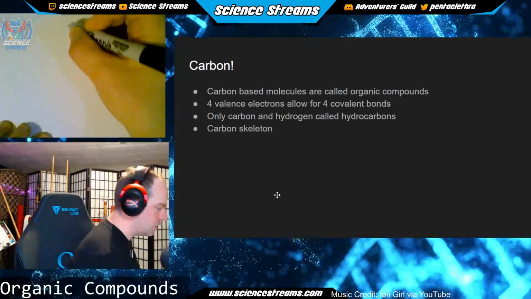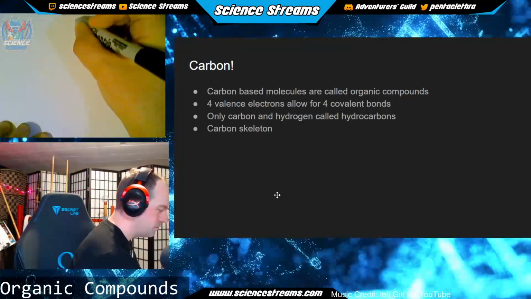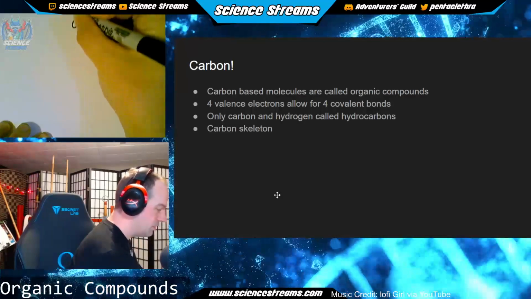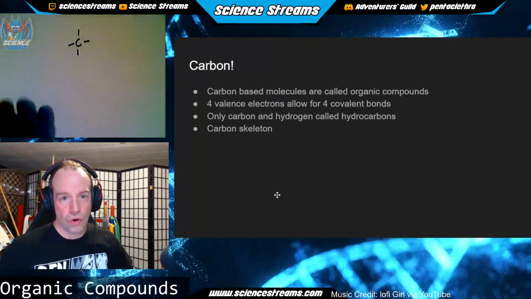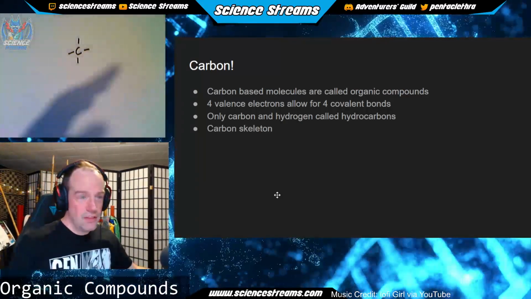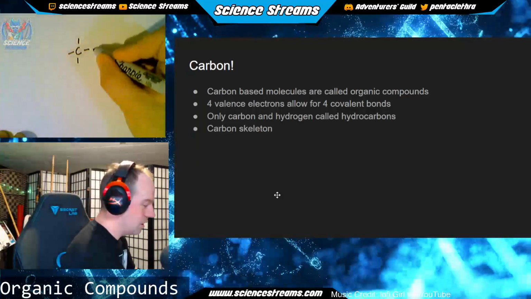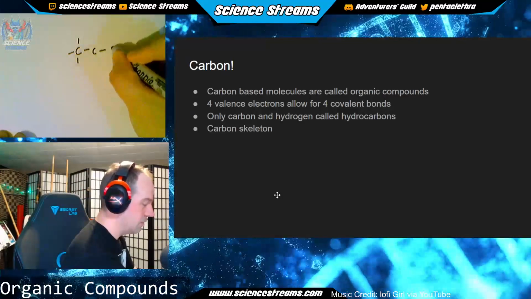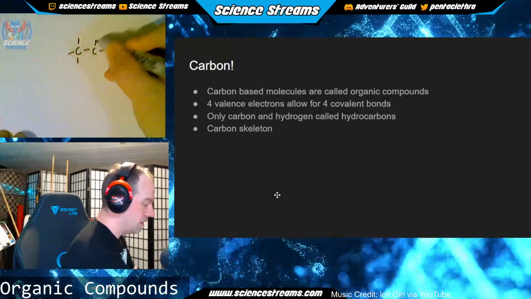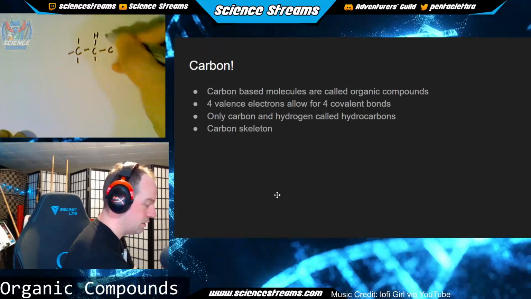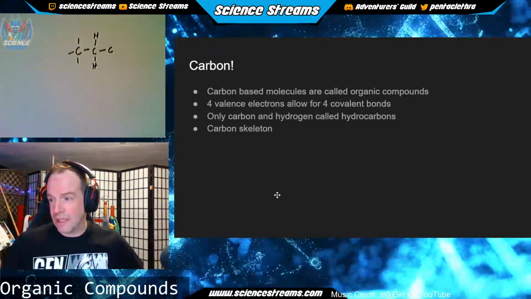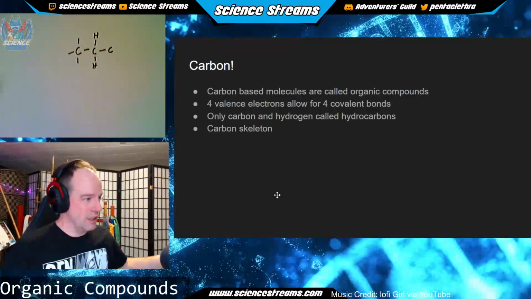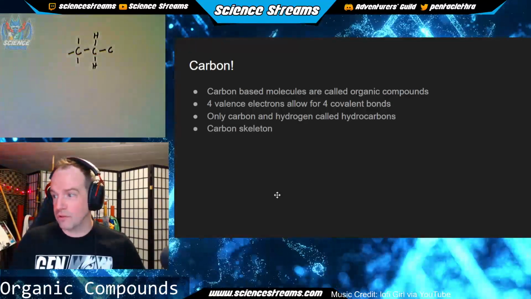So if we draw carbon, we can see that it has these 4 bonds that it can make, and they can bond with other things. We can bond with another carbon, which can bond with another carbon. And these can then branch off, and we can make what's called a carbon skeleton. A carbon backbone is often what it's called as well.